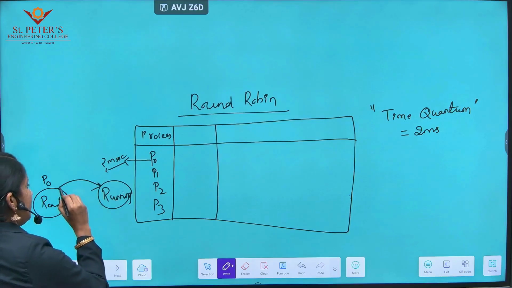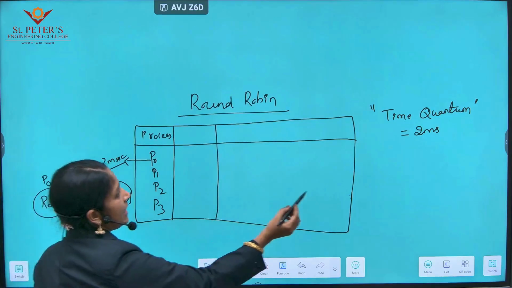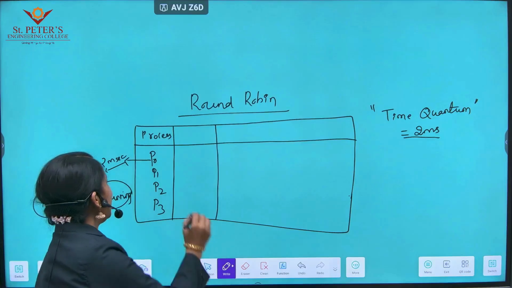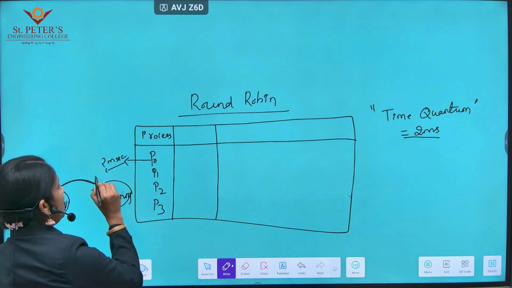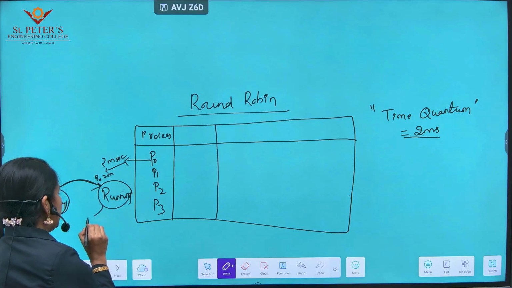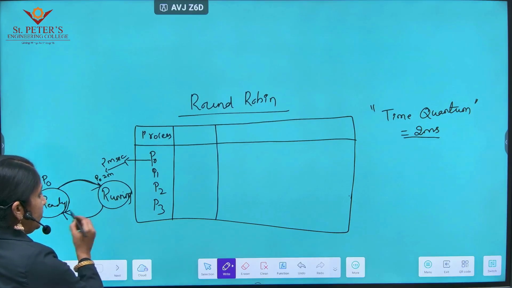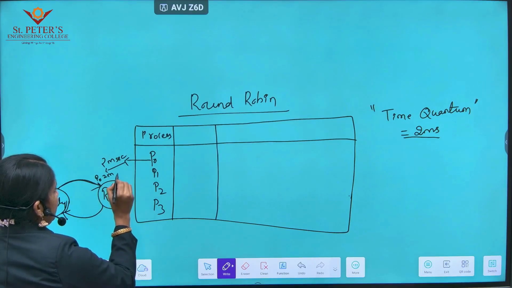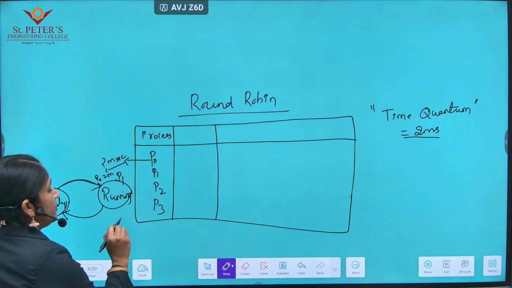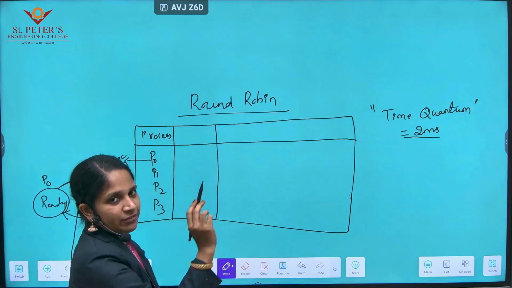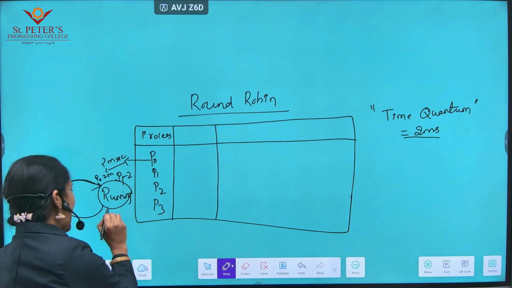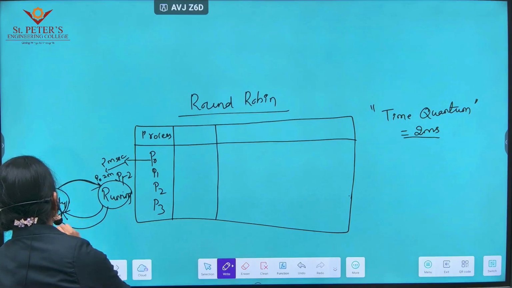How much time P0 will execute depends on the time quantum; only that much time it will execute, meaning P0 will take only 2 milliseconds. Then P0 again goes to the ready queue. Next, P1 comes, and it will also take only the time quantum, 2 milliseconds. Again P1 goes to the ready queue.